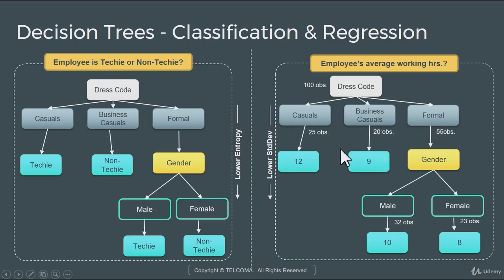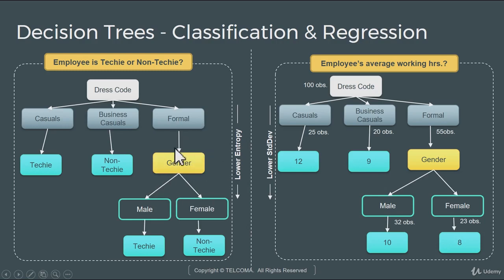The same analogy can be extended to classification, but instead of taking as the criterion for creating a leaf node the total number of observations in that node, you can use the number of classes. In casuals, the total number of classes is only one, techie. Had it been techie and non-techie, you would still have scope to divide that further. When you reach formal, you still have around 55 observations and you still have two classes, techie as well as non-techie. So there is scope to partition them further.